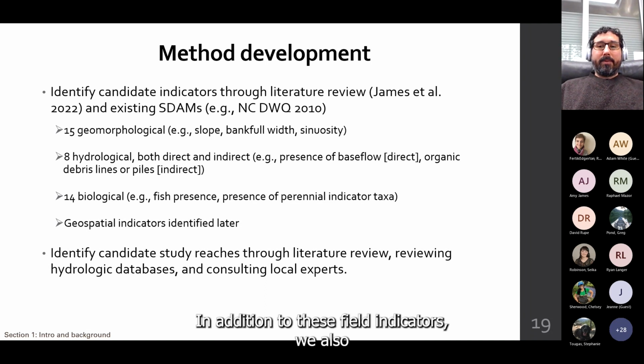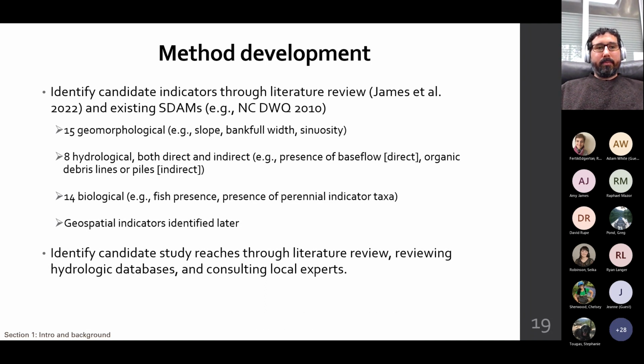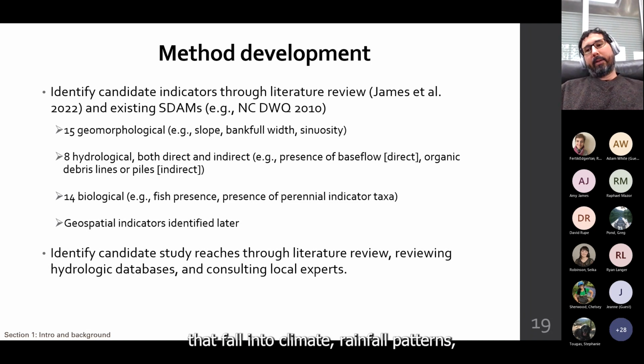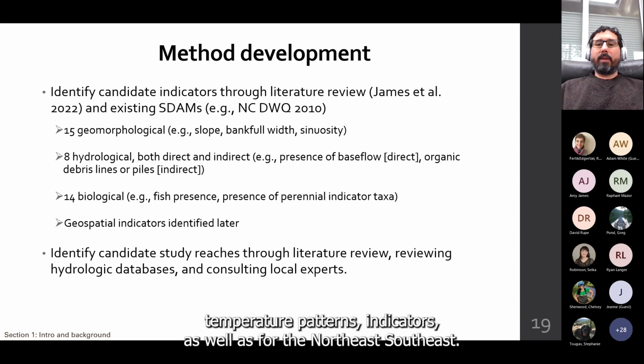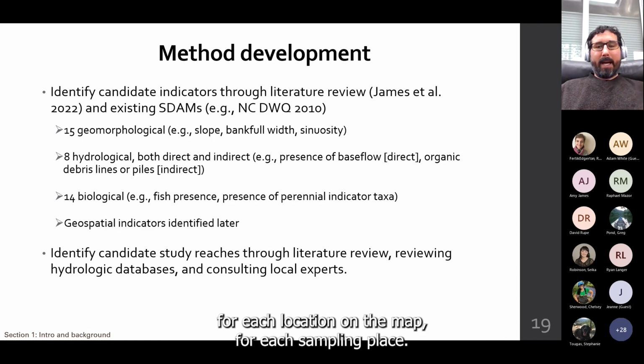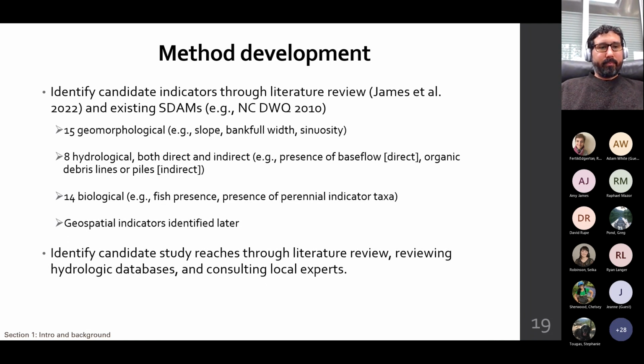In addition to these field indicators, we also identified a number of geospatial indicators that fall into climate, rainfall patterns, temperature patterns, indicators, as well as for the Northeast, Southeast. For the first time, we went back and calculated drainage area for each location on the map for each sampling place.